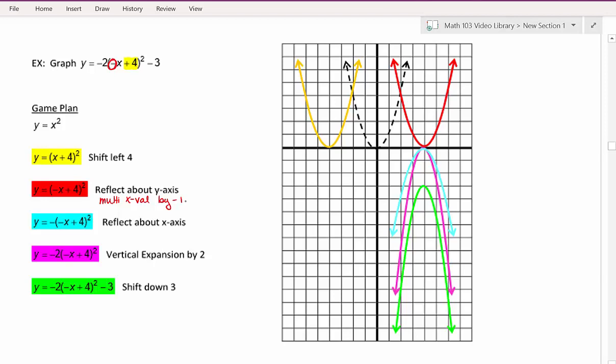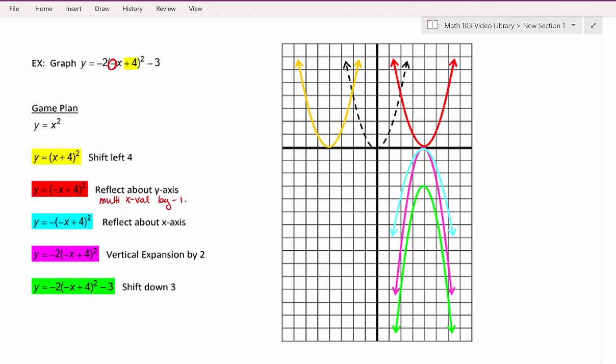And that'll get us our reflection. The next transformation we're looking for is a horizontal expansion or contraction. We recognize that there's a horizontal expansion or contraction when you have multiplication by a number inside the function right in front of the x. So if you take a look at that original equation, is there a number other than 1 right in front of the x? There's not.